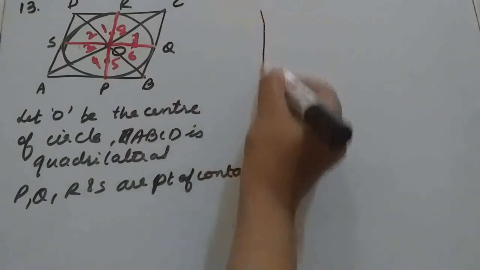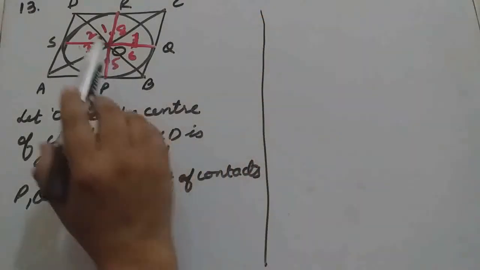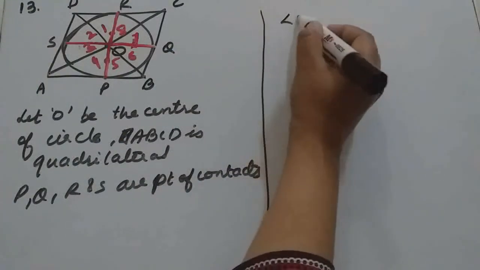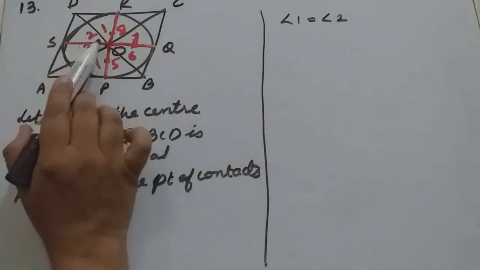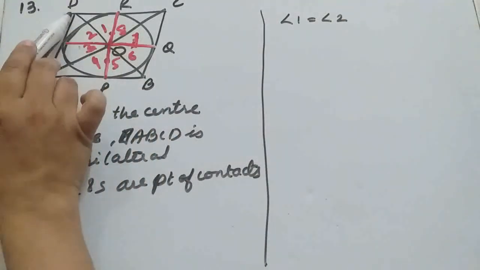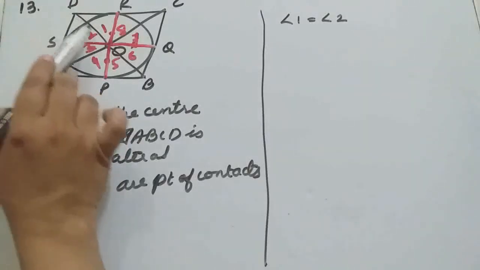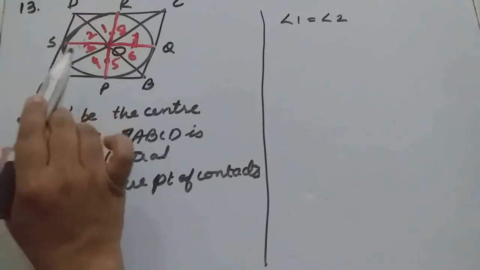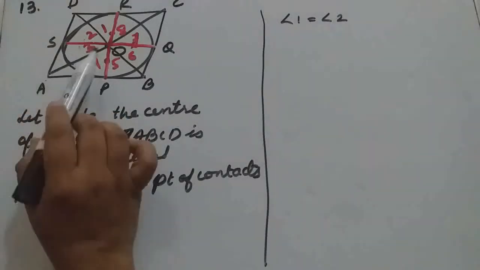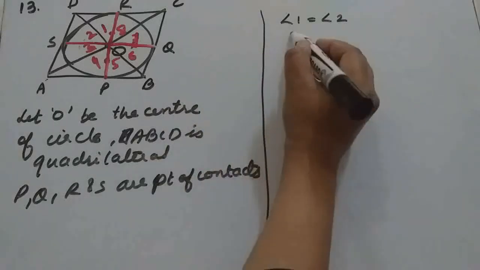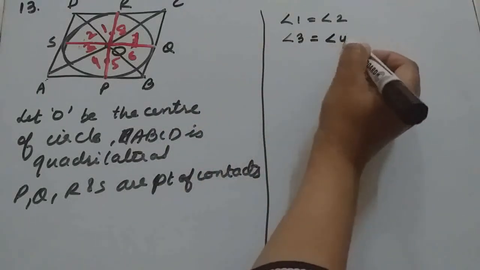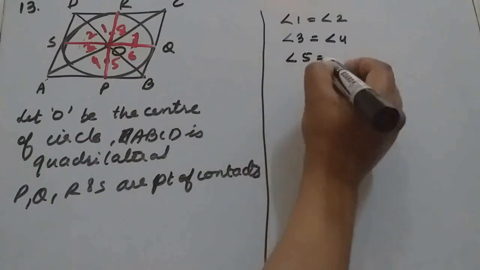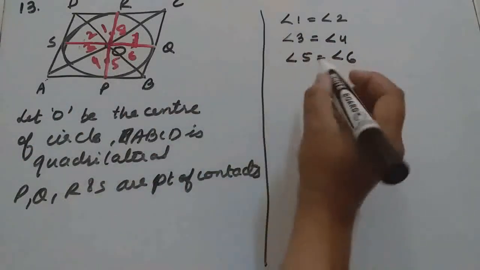Okay, so see, can we say 1 and 2 are equal? Angle 1 equals angle 2. Why? Because we know if D is an external point, so OD will act as angle bisector. This we learned in the corollary of theorem 2. Okay. Similarly, A is an external point, so OA is angle bisector. So angle 3 and angle 4 are also equal. Okay. Similarly, angle 5 and angle 6. And here 7 and 8.